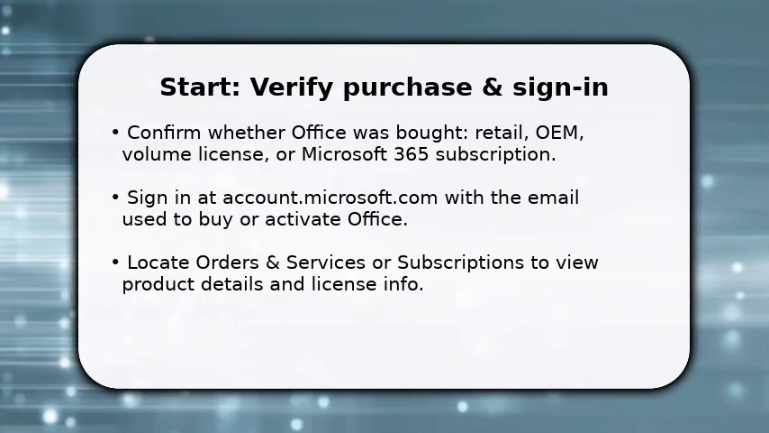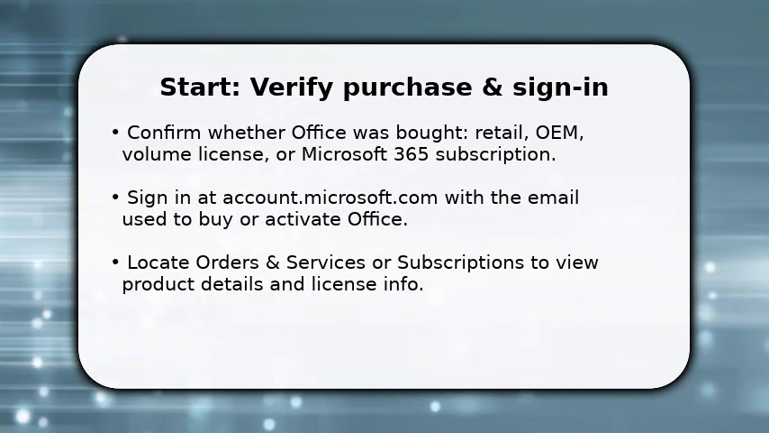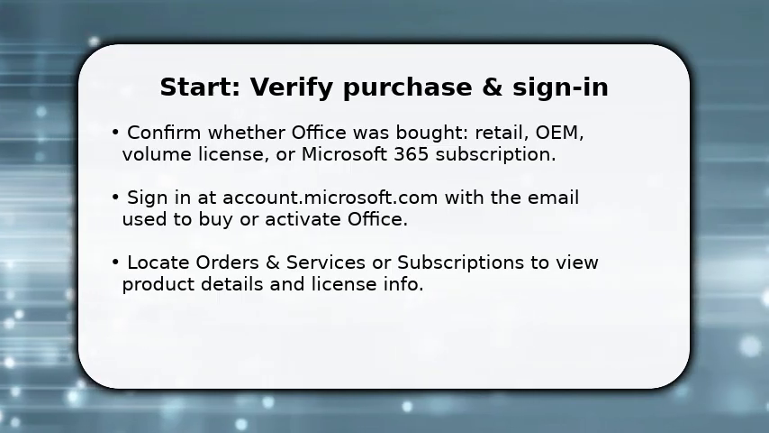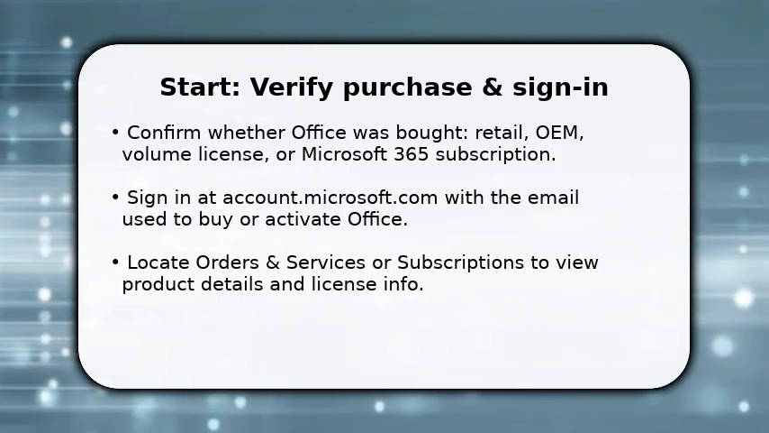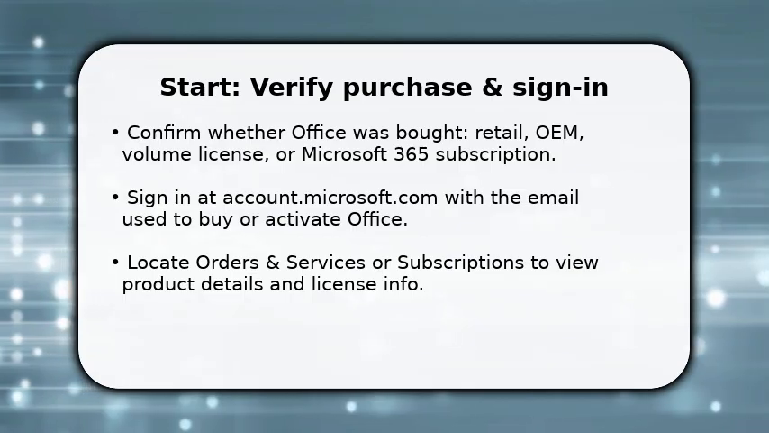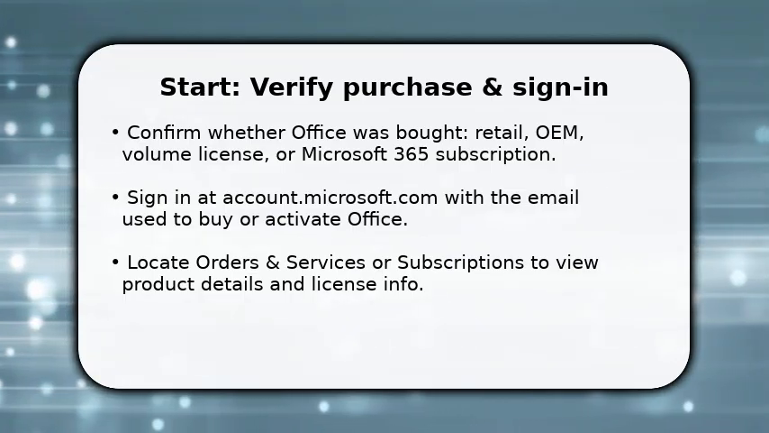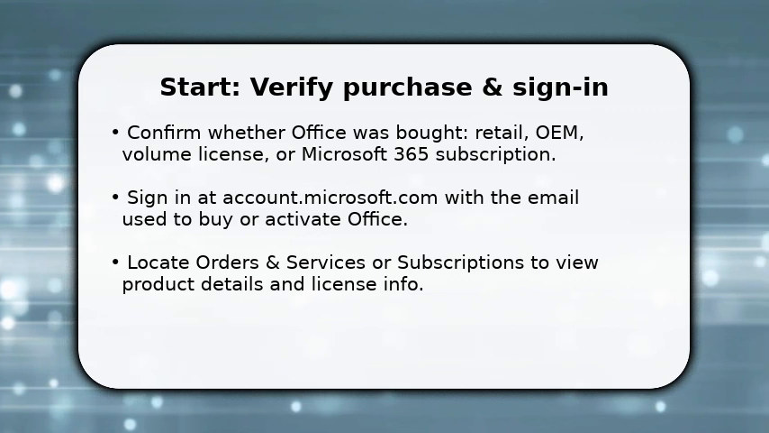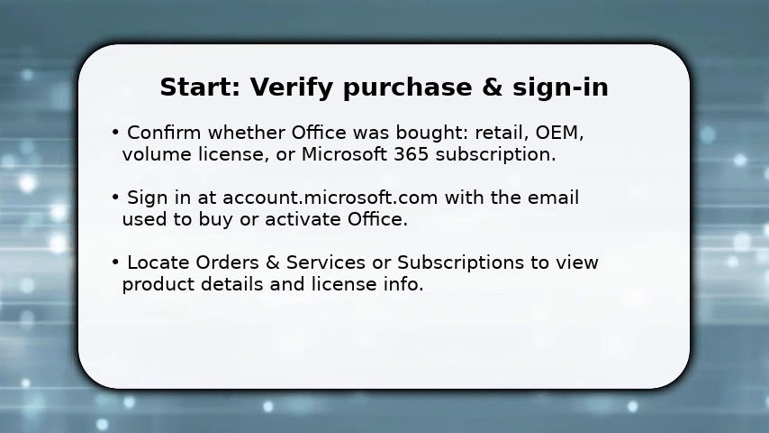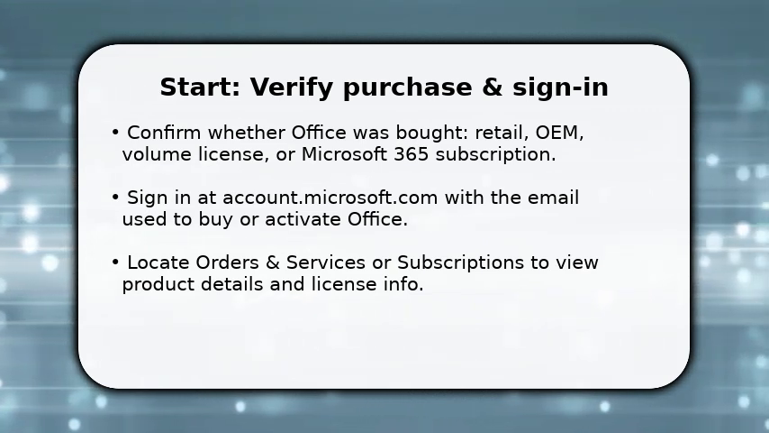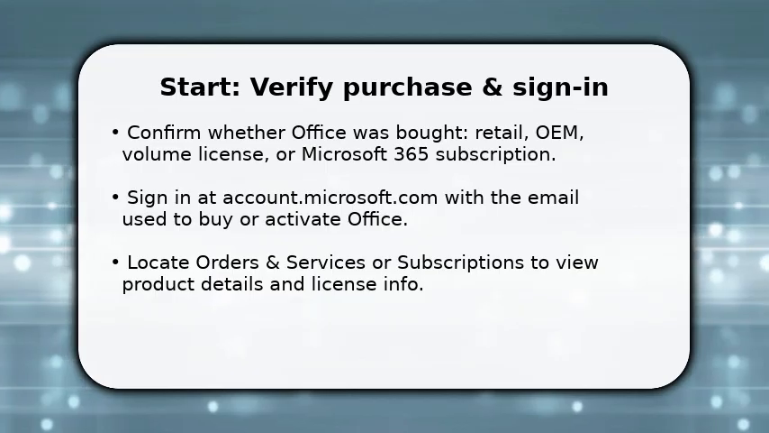Make sure to check the purchase email while you're signed in, since retail keys or digital receipts often include the 25-character key. If you see a subscription like Microsoft 365, know that Microsoft stores that license server-side rather than exposing a traditional key. Once done with account checks, move to local sources.